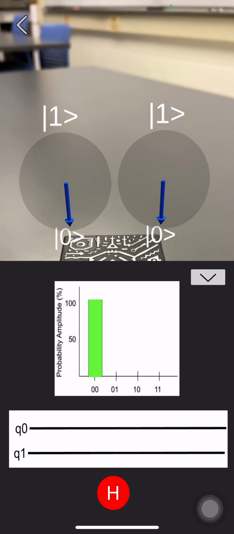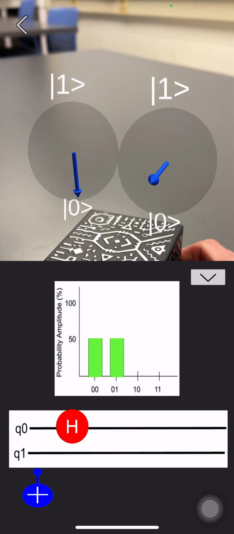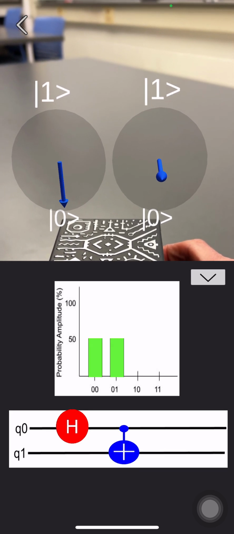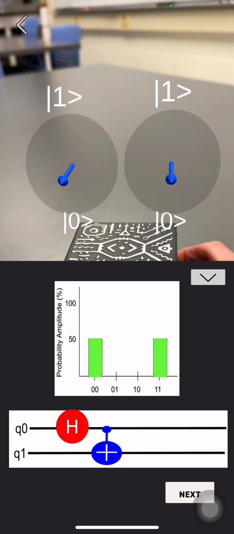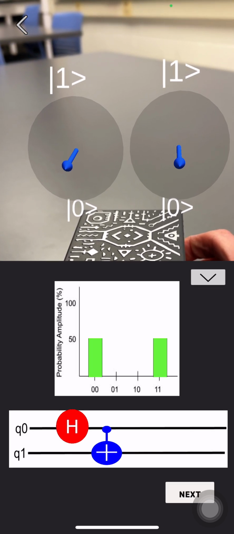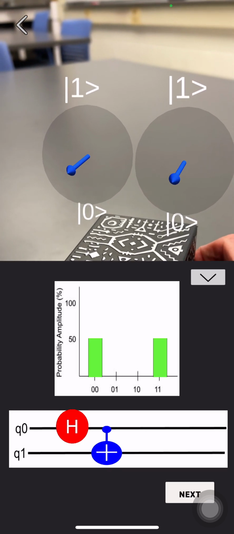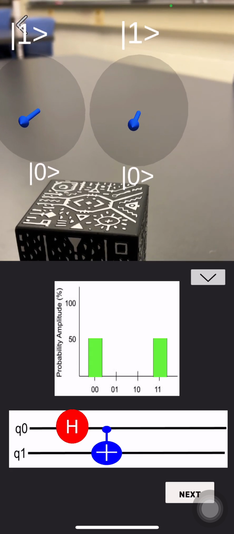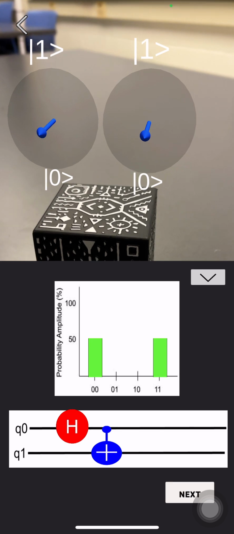And then last but not least, we have a Hadamard gate that we're going to put on Q0. That means we're in the probability of 0 and 1, 50% each. And now we're going to add a NOT gate for our second bit. And now we see that we're entangled. That means that if Q0 is 0, then Q1 is 0. If Q0 is 1, Q1 is 1. And that's the circuit that we use to entangle these two bits to be in the probability of only 0, 0 and 1, 1 in this example.